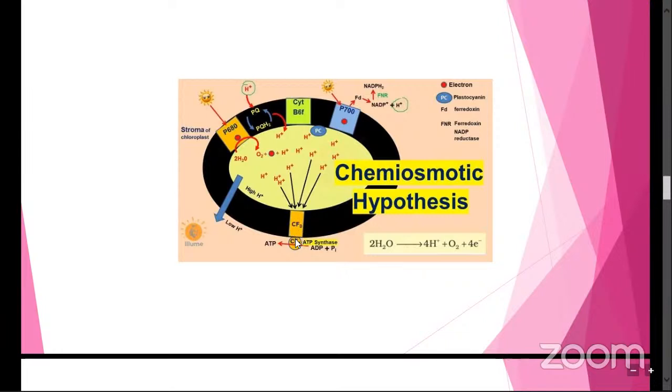And with that energy, these protons move through the F1 into the stroma. At that moment, these protons release some energy. That energy is utilized by the F1 ATP synthase enzyme in adding one ADP with IP in synthesizing one ATP molecule. That means actual phosphorylation takes place at this juncture.